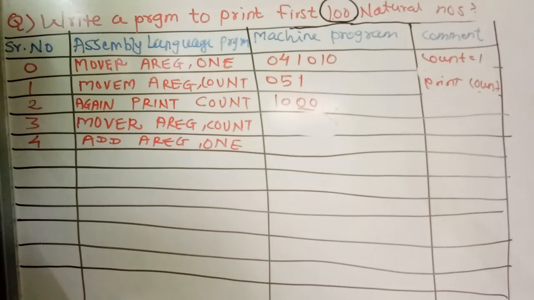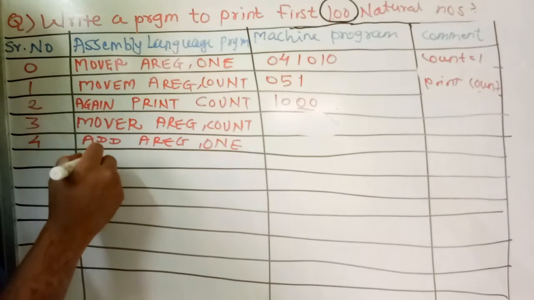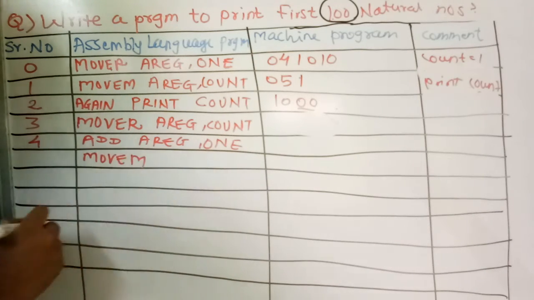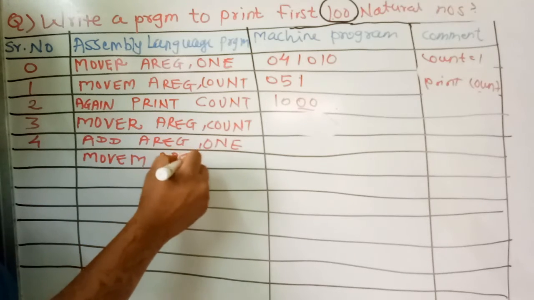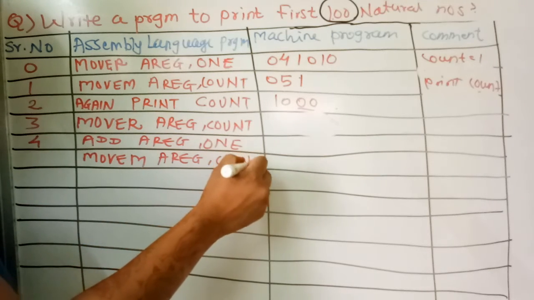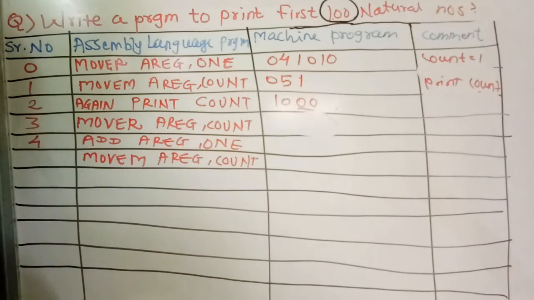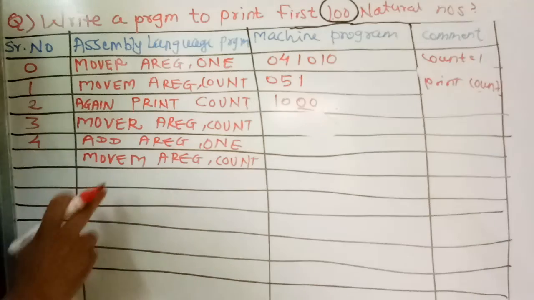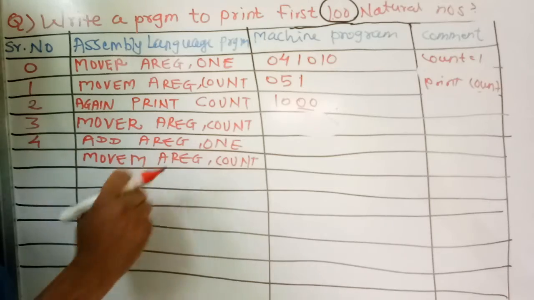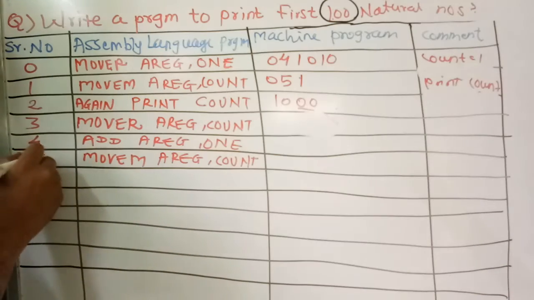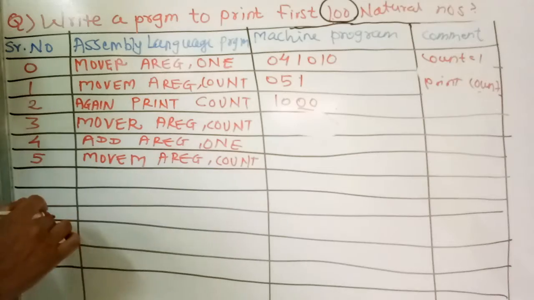Now we have to again shift this register to count because we have to print this count again. So we will take a move, like move memory, and again a register value will be shifted to the counter value, meaning the counter becomes 2. Now we have to print this value again. But before that, we have to check it with the 100, whether this value has reached 100.